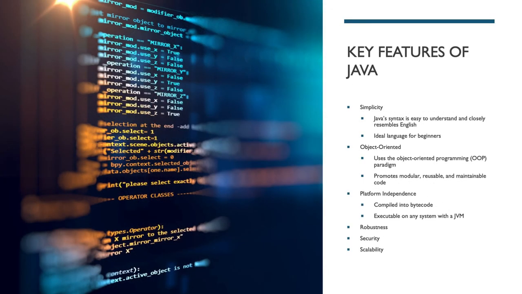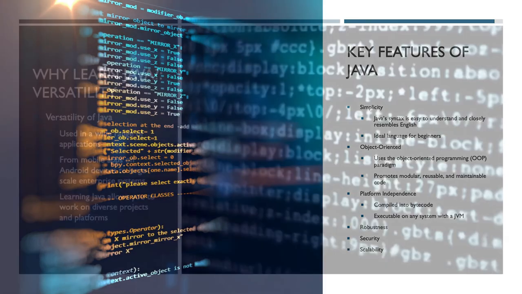Java is simple, object-oriented, platform-independent, robust, secure, and scalable. Its syntax is easy to understand, making it ideal for beginners. Java promotes modularity and maintainable code, ensures compatibility across platforms, minimizes errors, manages memory, and includes built-in security features. It's widely used in enterprise-level applications for handling large-scale systems.